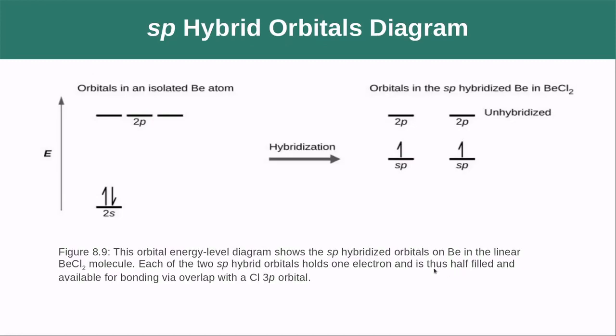If we think about the electronics of that situation, we had two electrons in our s orbitals. In the case of beryllium, after hybridization, one of these electrons is promoted to a p orbital, and we wind up with two sp orbitals and two unhybridized p orbitals at the top.